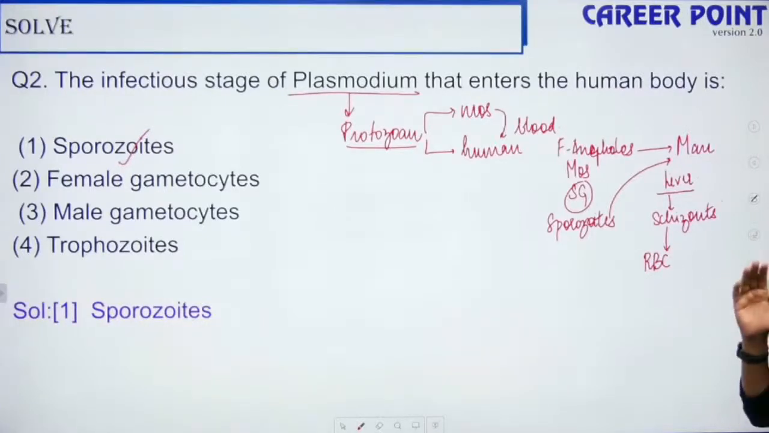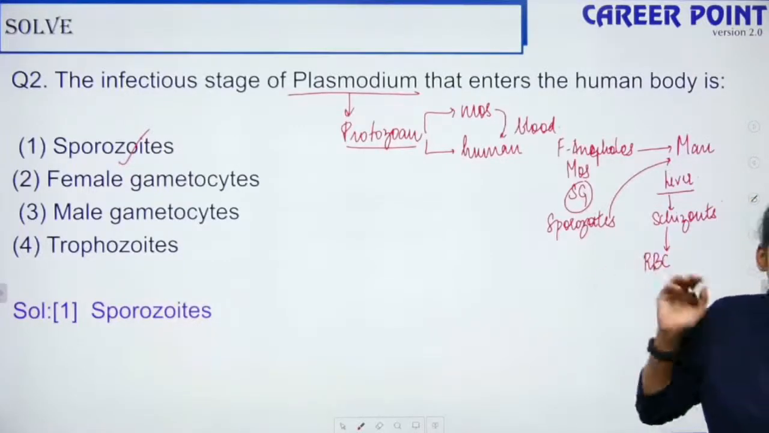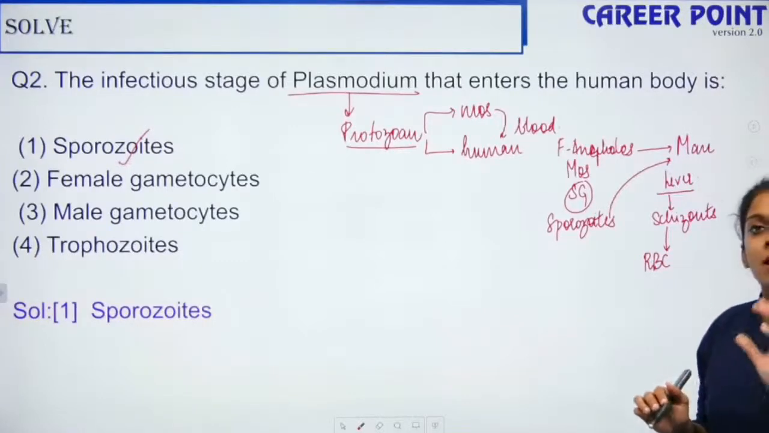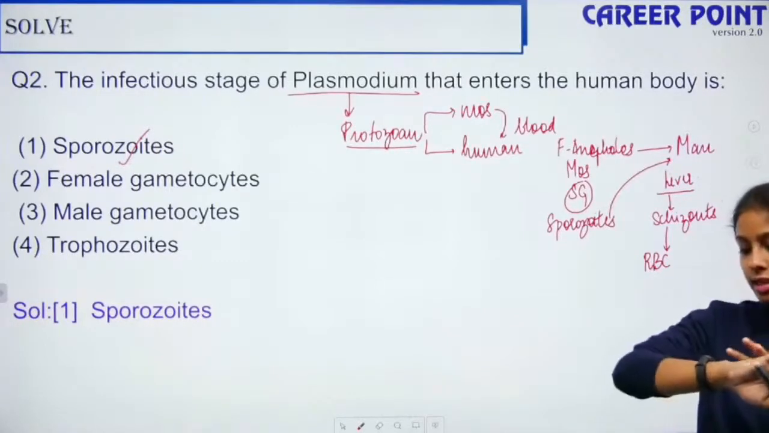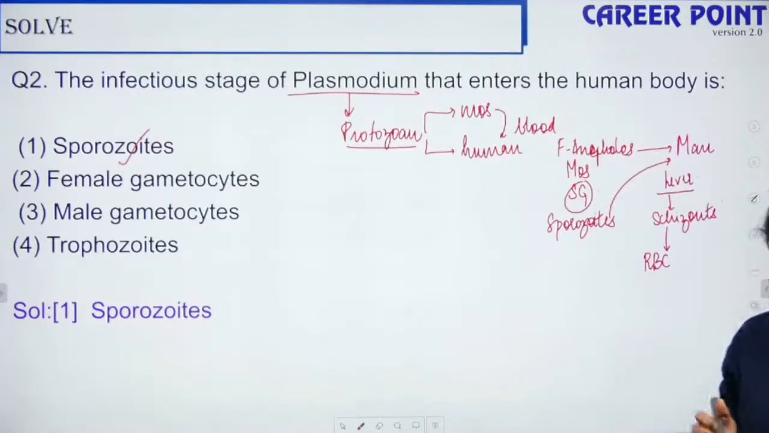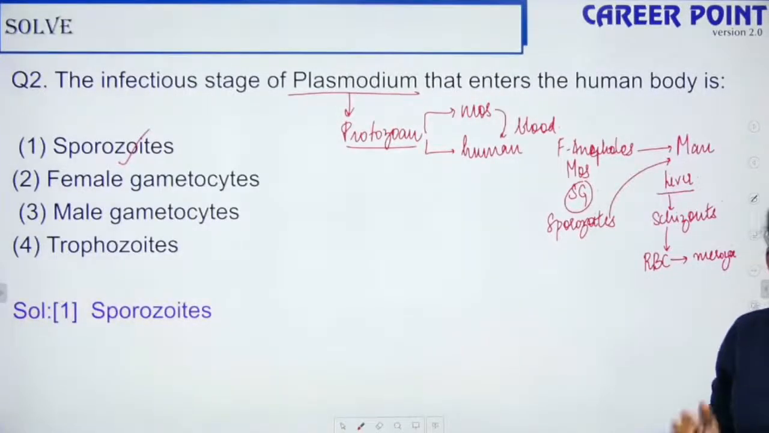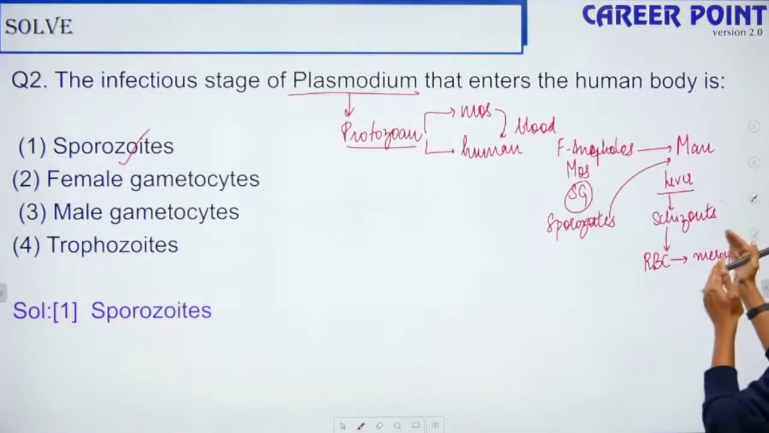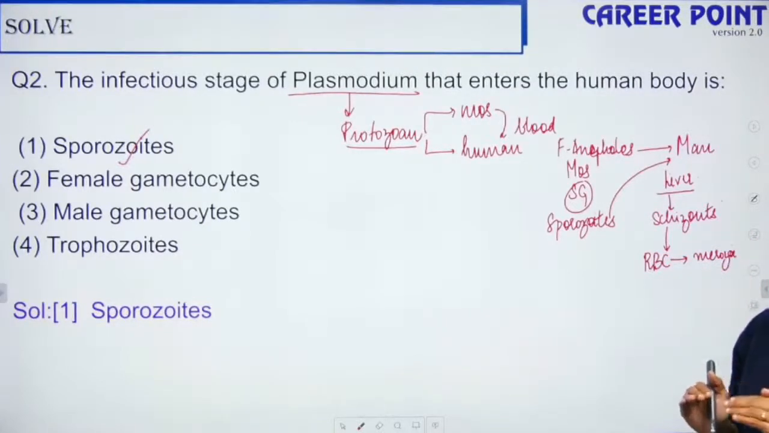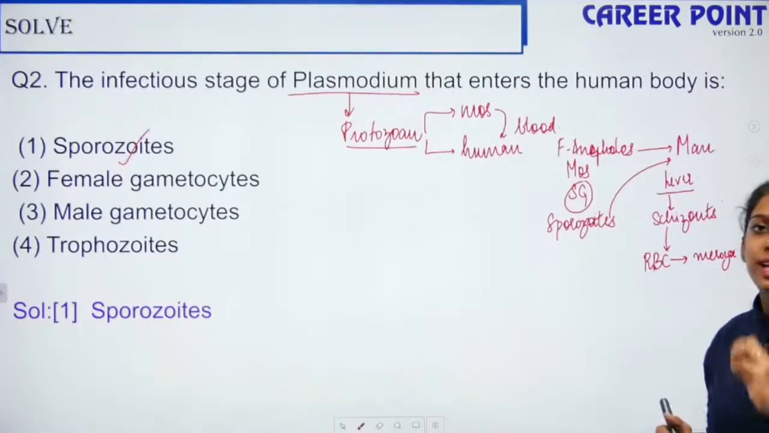They multiply into a higher number. Here they mature, and in RBC they multiply into a higher number. In multiplication, I mean cell division is happening. A mother cell is dividing into daughter cells, right? So inside the RBC, they produce daughter cells known as merozoites. Finally, when the RBC can no longer manage it, the RBC ruptures and these merozoites are released. Along with this, a toxin is released that is known as hemozoin. That toxin causes your malarial fever.